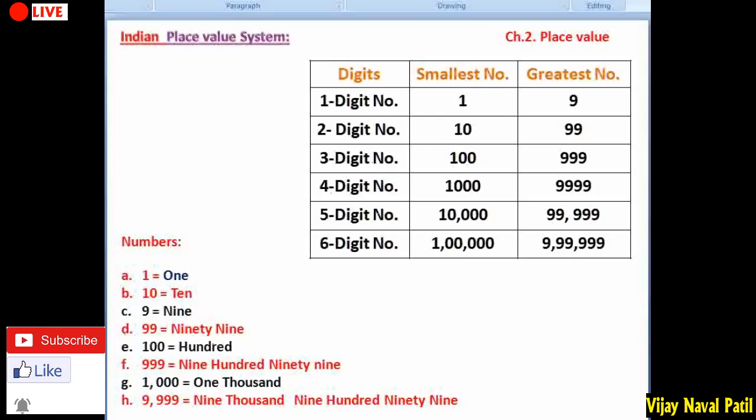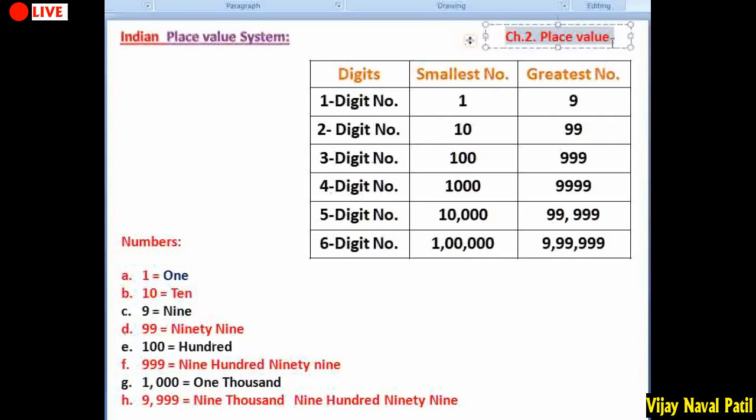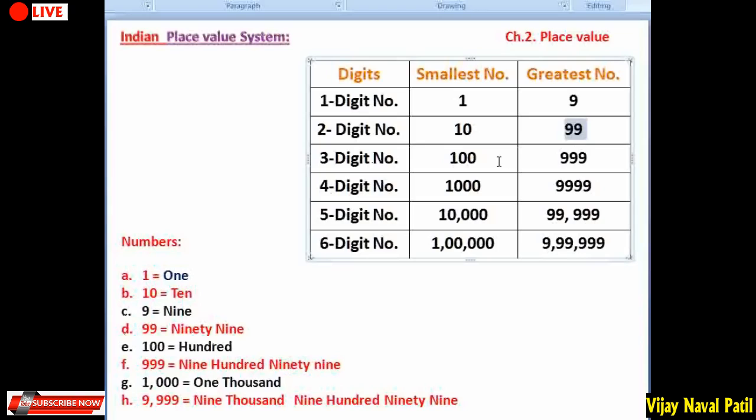Today we will see the second topic, that will be place value, and we will see certain concepts before starting the topic. So the smallest one digit number is 1 and the greatest one digit number is 9. Whenever you add 1 to the greatest single digit number, you will get a two digit number, that is 10, and the greatest two digit number is 99. Whenever you add 1 to 99, you will get the smallest three digit number, that is 100, and the greatest three digit number is 999. Whenever you add 1 to the same, you will get 1000.